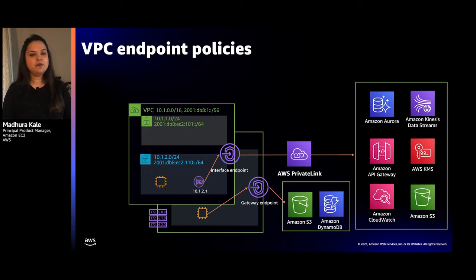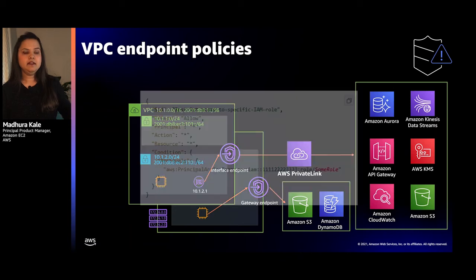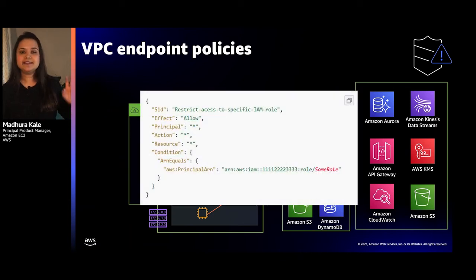VPC endpoints come with VPC endpoint policies. Now, an endpoint policy is nothing but an identity access management resource policy. It does not override your user-based policy or even your service-specific policy, like an S3 bucket policy. It is a separate policy for the endpoint itself to control access to services via these endpoints. Over here, I just have a quick sample where I'm allowing only my IAM role, some role, to access services via this endpoint.